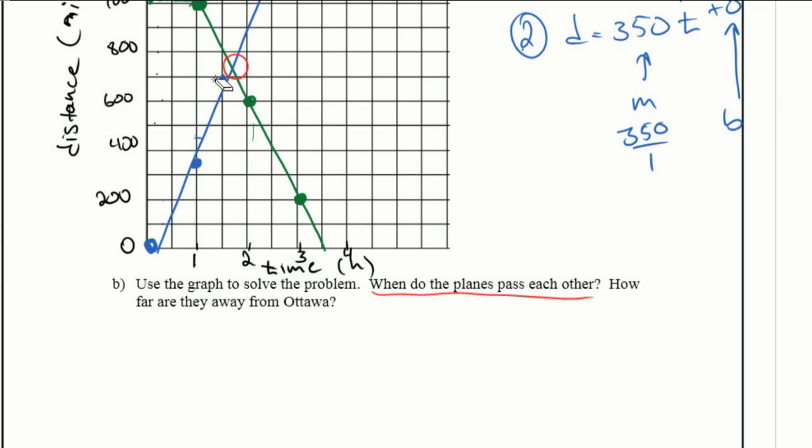Well, my second point didn't go over a full hour. That's why this isn't lining up very well. I only went over half an hour. Try that again. 1, 2, 350. That's looking better. All right.